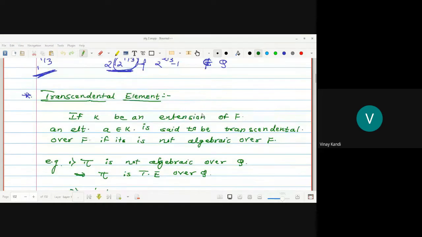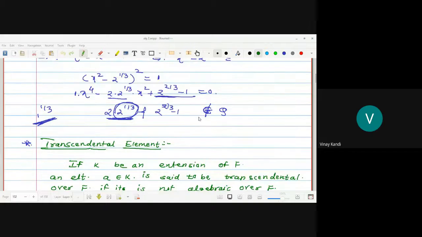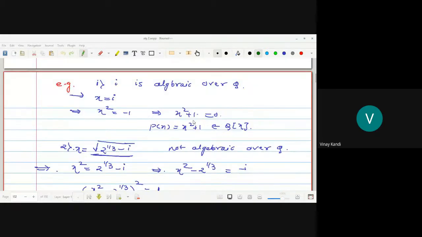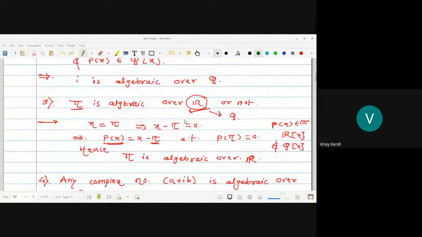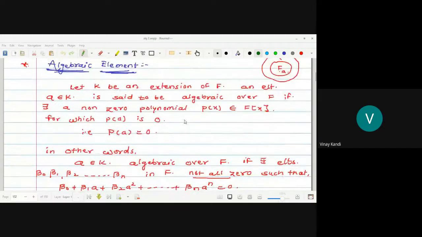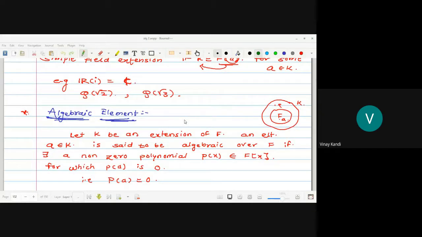Good morning to all. In the previous lecture, we saw what an algebraic element and a transcendental element are. What is the definition of an algebraic element? Let K be an extension of the field F, and an element A belonging to K is said to be algebraic over F if there exists a non-zero polynomial P(x) belonging to F[x] for which P(A) is 0. That means there exists a polynomial such that the element A belonging to K is a root of that polynomial. Then we can say that the element is an algebraic element.